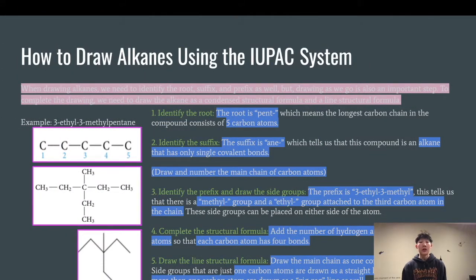Drawing alkanes using the IUPAC system. You can also pause the video right now just to take notes, but I will also be playing an example video of how to do this right now.